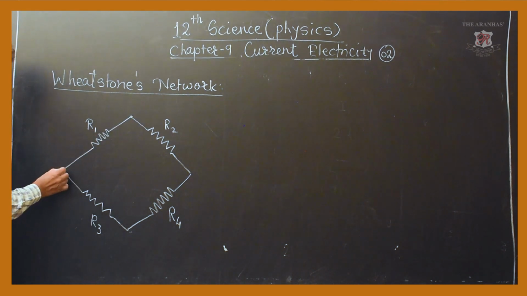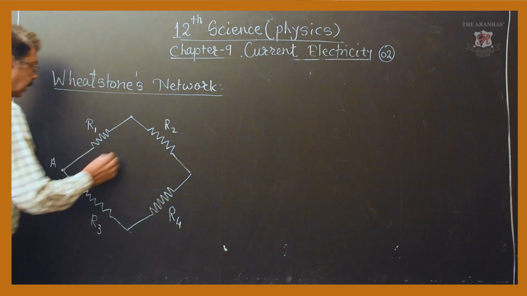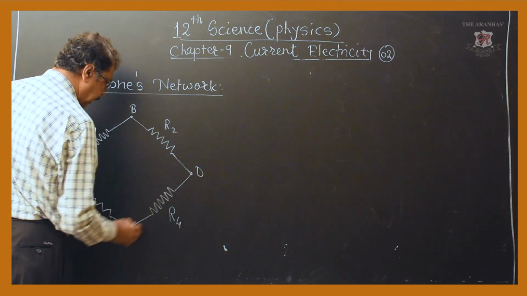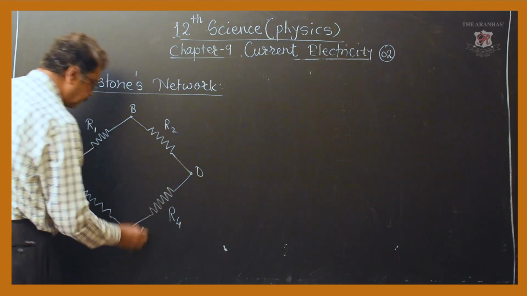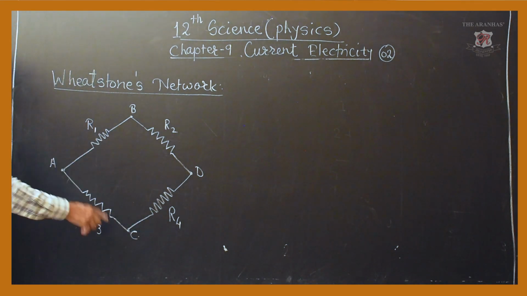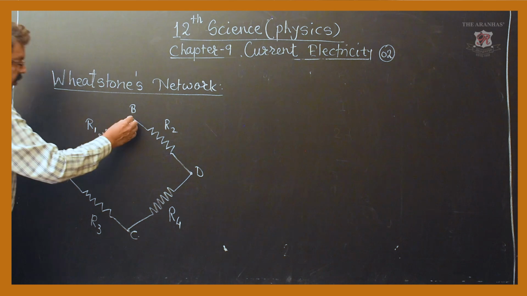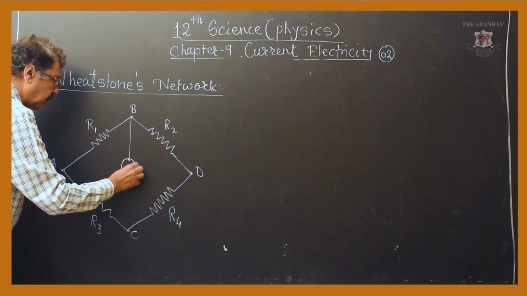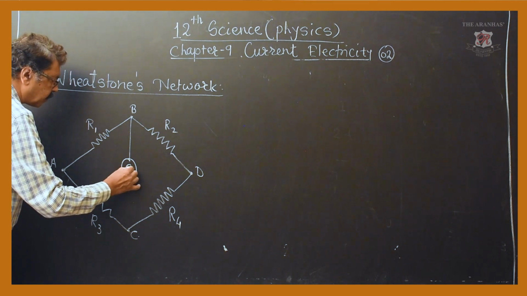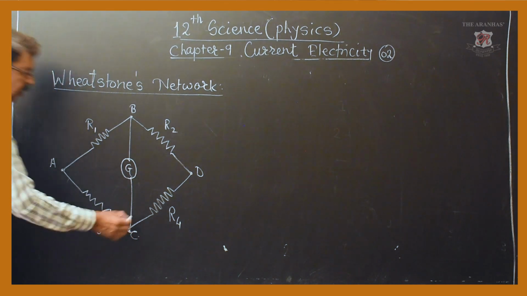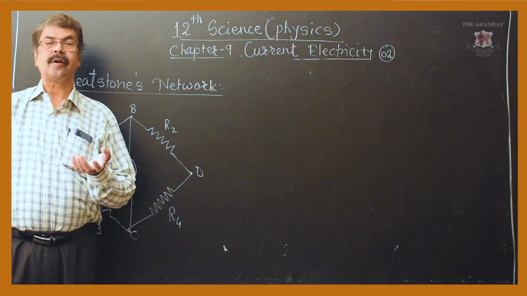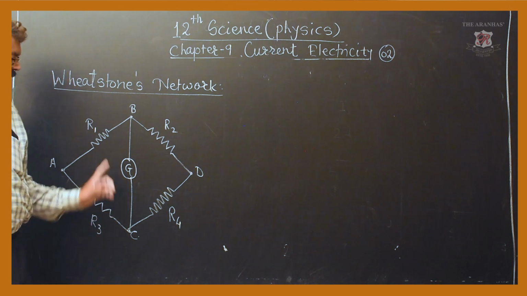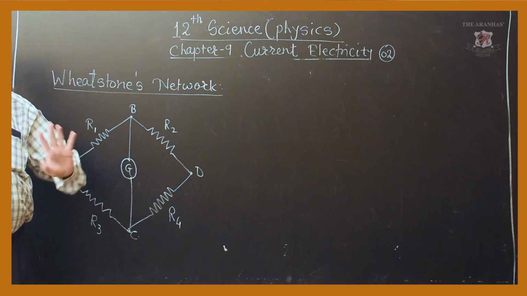I am labeling these points as A, B, D, and C. Between any two opposite points, the opposite vertices of the quadrilateral, a galvanometer is connected. What does the galvanometer do? Galvanometer shows whether there is current present in the given circuit or not. It will just show the deflection if current is present.